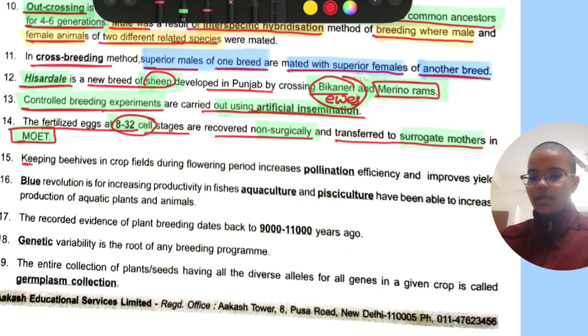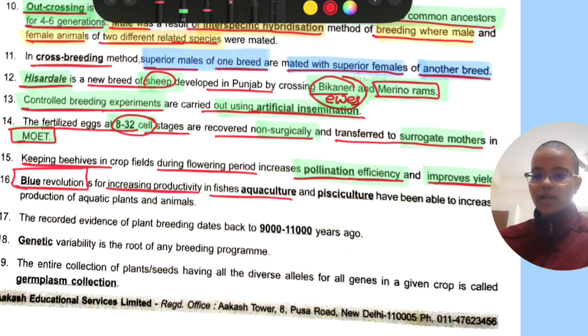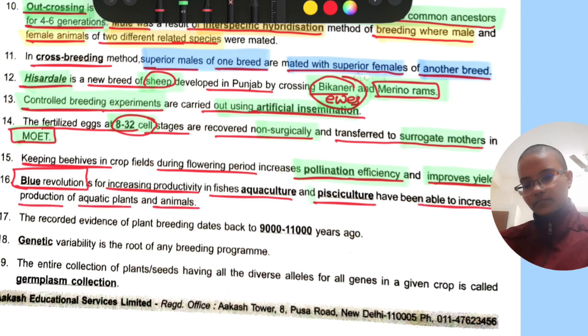Keeping beehives in crop fields during flowering periods increases pollination efficacy and improves yield. Blue revolution is increasing productivity in fishes; aquaculture and pisciculture have been able to increase production of aquatic plants and animals.